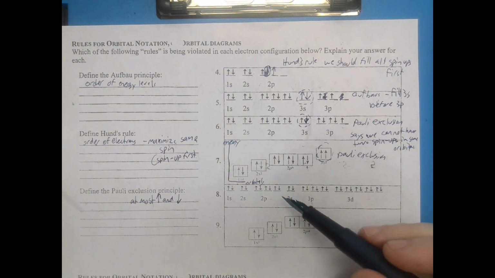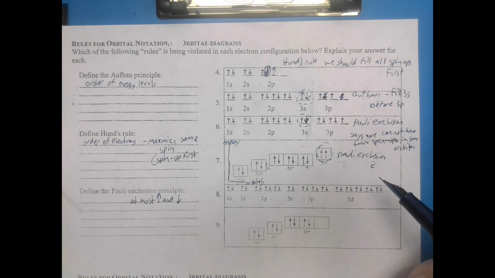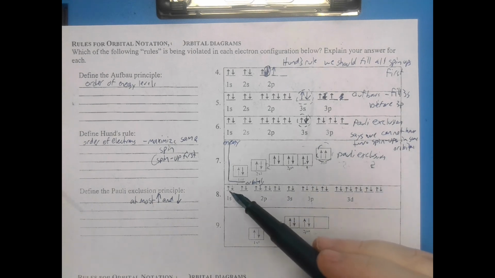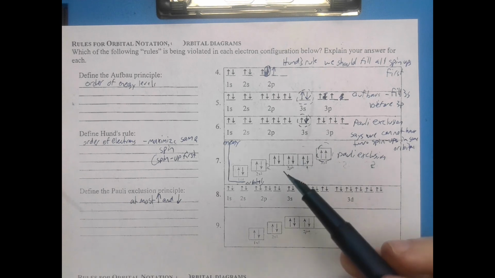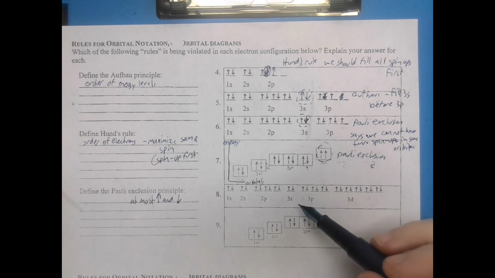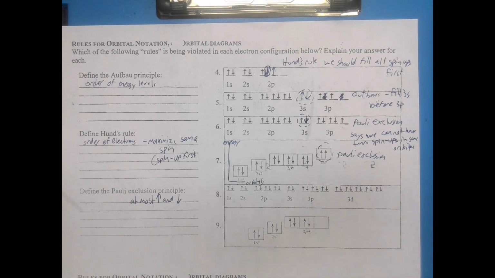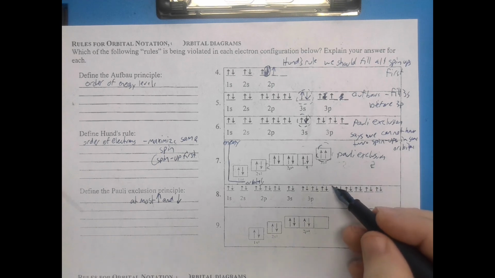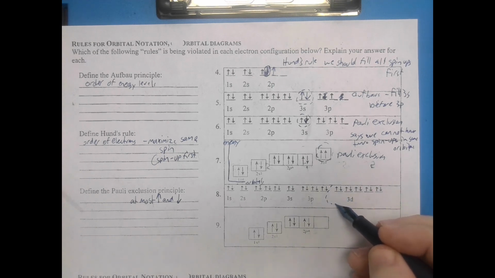So looking at this, everything looks to be in order. The arrows all look to be in order. Let's see if the 1s, 2s, 2p, then 3s, then 3p. Oops! There's a mistake right here.